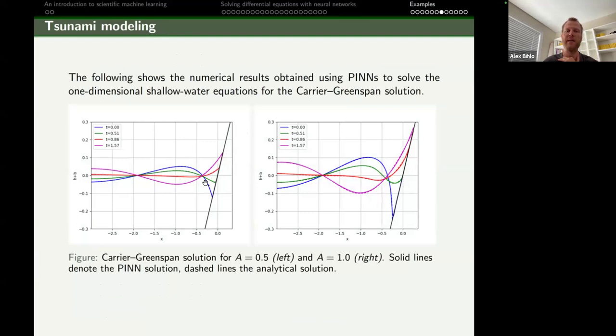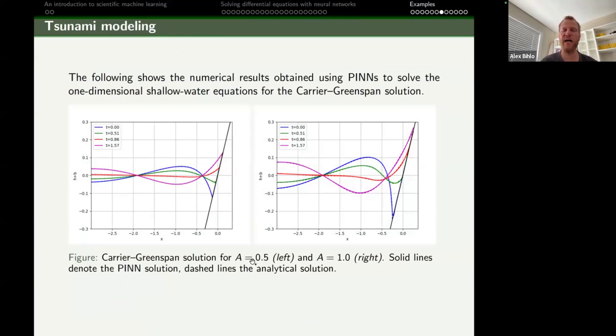You would begin basically with a wave, and this is a tsunami. You can imagine you have an incoming wave. The coastline is somewhere here, and as time progresses, you want to keep track of how this wave is moving up and down. And PINNs, in fact, are quite accurate in solving this. It's hard to see, but there is a dashed line underneath, which is the analytical solution, and the full line is the numerical solution using PINNs.